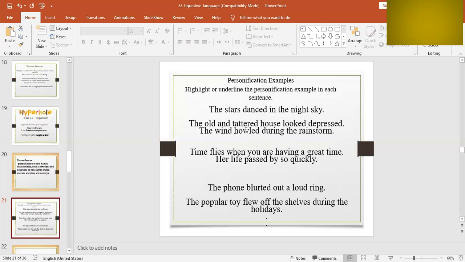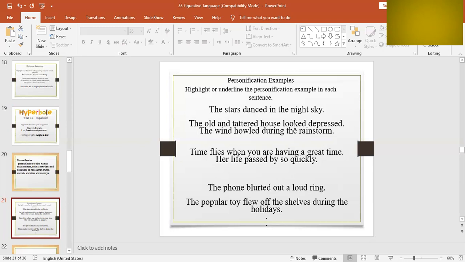The old and tattered house looked depressed. Depression is a type of feeling which is suffered by people. So the house cannot be like a human being, but now we take a human being feeling or a human being characteristics to add it to the house. So it is a matter of personification and a metaphor.